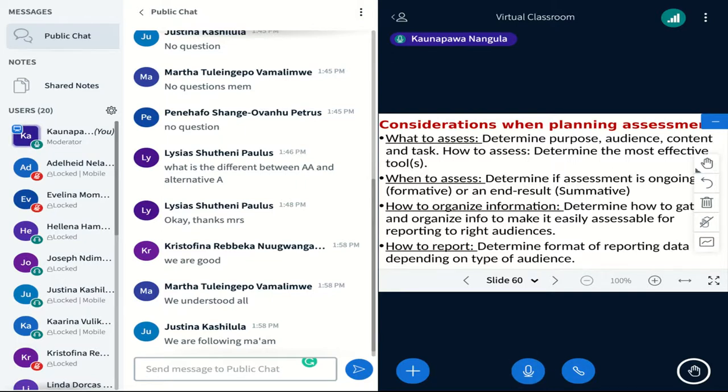Determine how to gather and organize information to make it easily accessible for reporting to the right audience. So here you have to decide how you are going to organize the results, the data, so that it's very easy to read and understand. Okay. Are you going to use Excel? How are you going to add up? Are you going to put in formulas? Do you understand? So you have formulas in Excel so that you don't have to calculate every result that the learner has. Do you understand? So I hope you know these things, right?